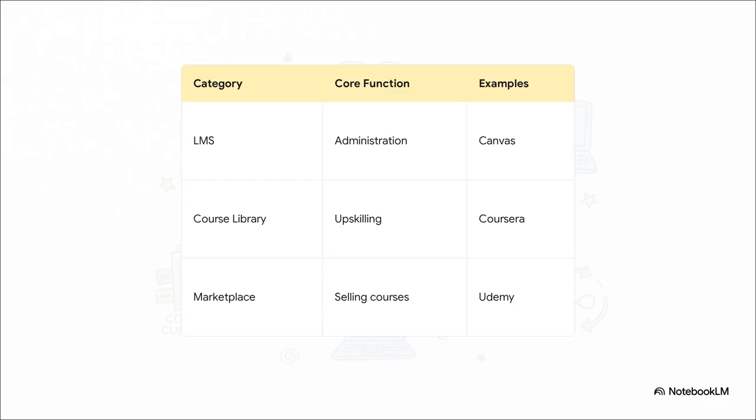Online course libraries, though, like LinkedIn Learning and Coursera, totally different vibe. They are curated repositories focused entirely on self-paced, continuous workforce upskilling. And finally, you've got e-learning marketplaces like Udemy. These are totally decoupled systems built specifically to let independent creators market and monetize their own specialized knowledge. Grasping this taxonomy really is step one in understanding the whole digital learning landscape.